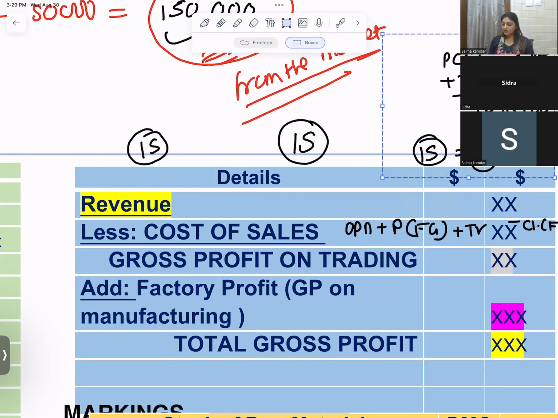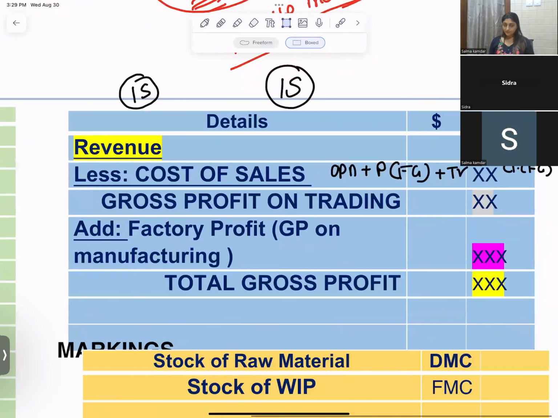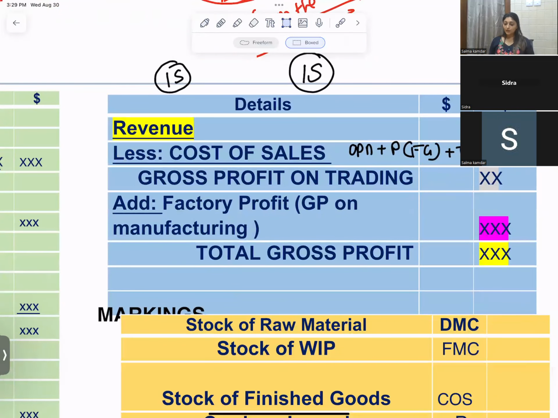All your finished goods always should go to your income statement at what value? Transfer value.